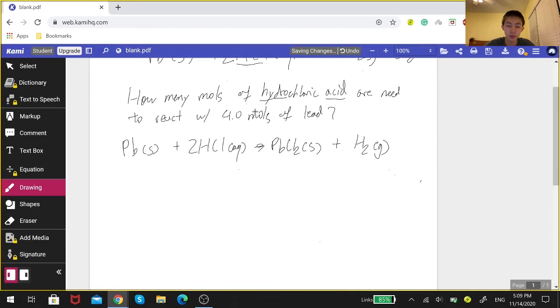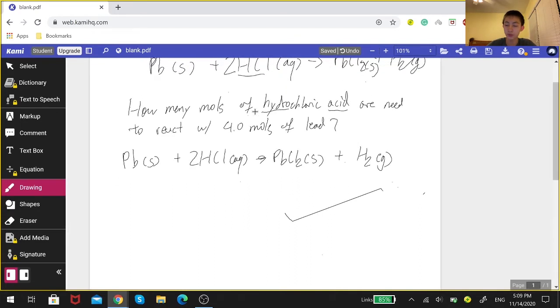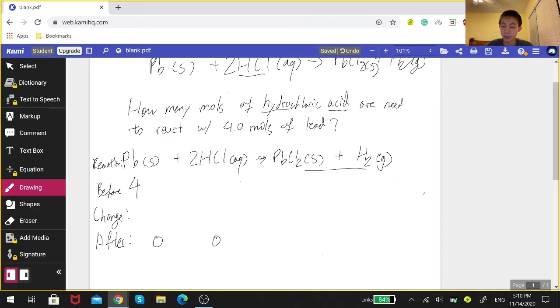So, first things first, it told us there's 4 moles of lead. So we're going to write 4 over here. This is a reaction: this is before, this is change, this is after. In the reactants, the after has to equal 0. In the products, the before has to equal 0. Because after the reactants form, they yield the products, and therefore there will be no more reactants after the reaction. And in the beginning, since no product is formed, that's why there's no before.